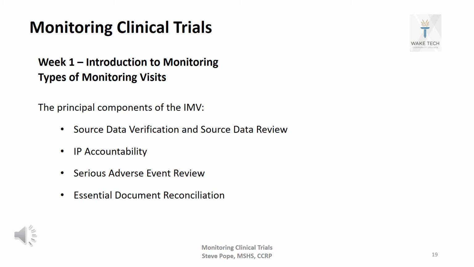And then finally, we want to do essential document reconciliation. These essential documents are going to change over the course of our trial. We'll have new staff members that join the trial, so we've got to collect all the documents for them. And we've got to match up what we have in our electronic trial master file with what the sites have in their investigator site file. Make sure they match, and make sure they're current.